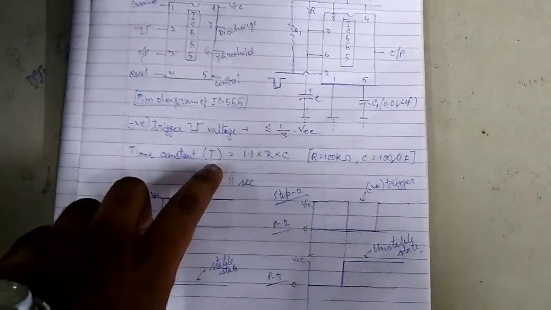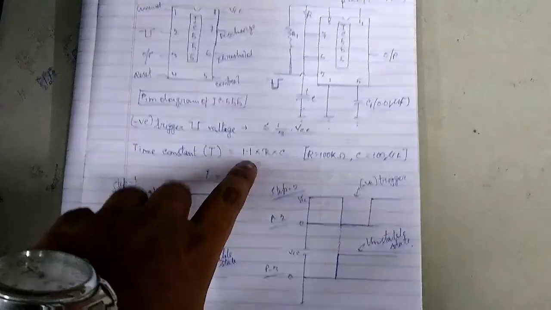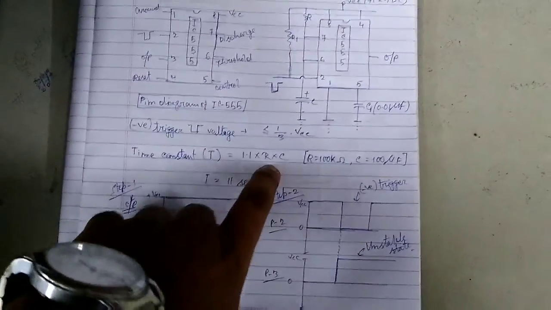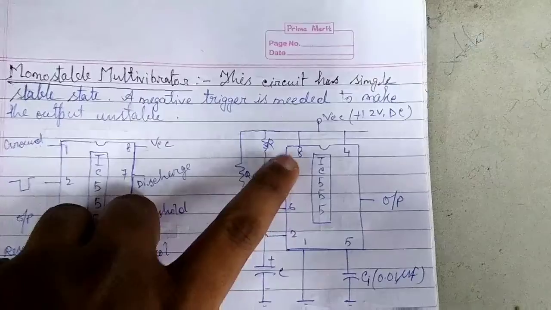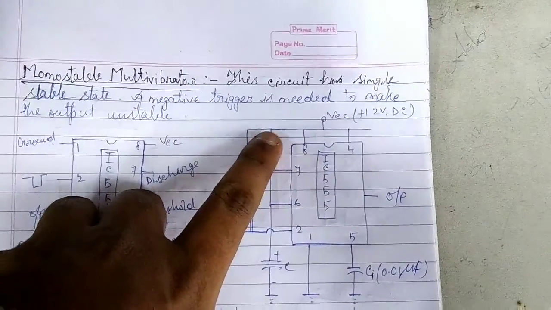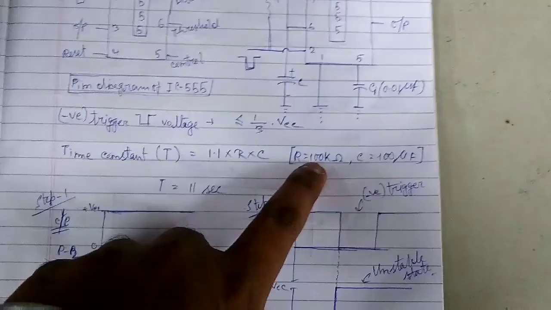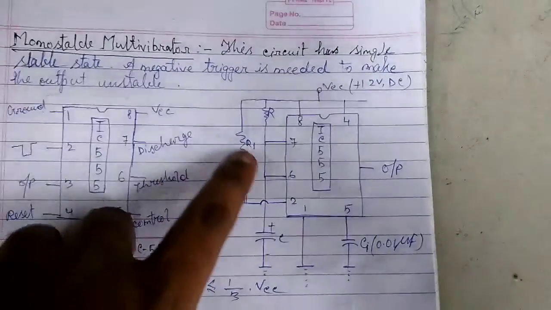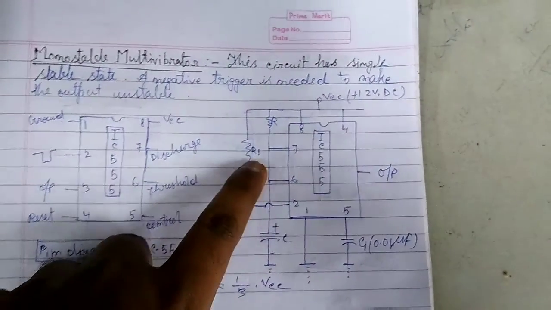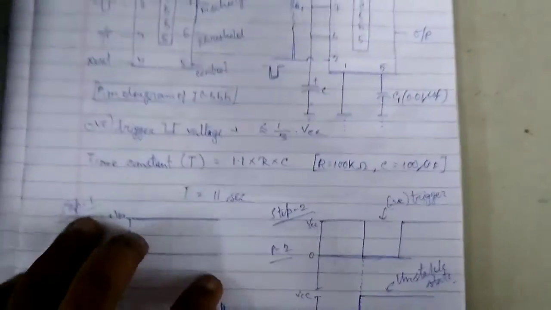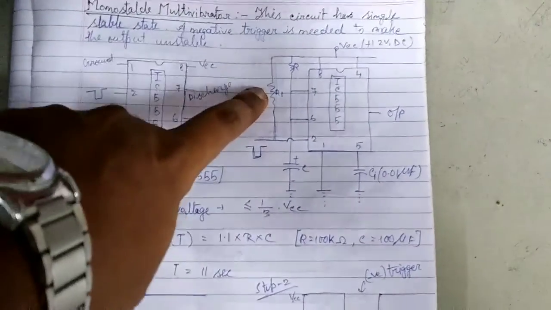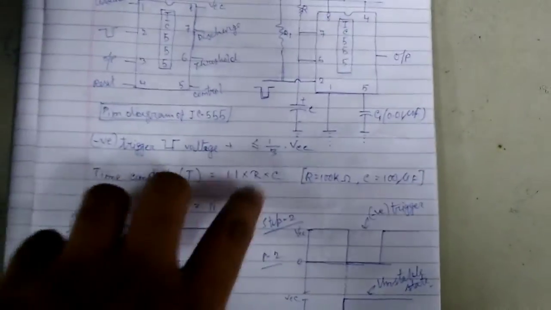Only one parameter is there, that is called time constant, and the formula is 1.1 R into C. This R is connected in between pin number 8 and 7. That is the value of R. The value of R is 100 kilo ohm. Not this R, not R1. R1 is used to connect pin number 2 to the VCC. It will not be included in my calculation.